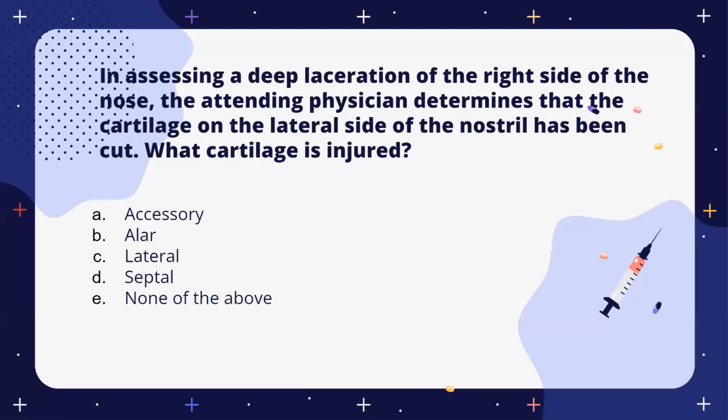Next question. In assessing a deep laceration to the right side of the nose, the attending physician determines that the cartilage on the lateral side of the nostril has been cut. What cartilage do you think is injured? Is it the accessory cartilage, the alar cartilage, the lateral or the septal cartilage, or none of the above?